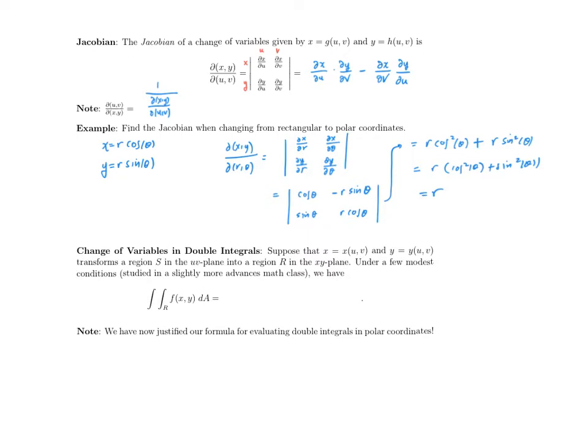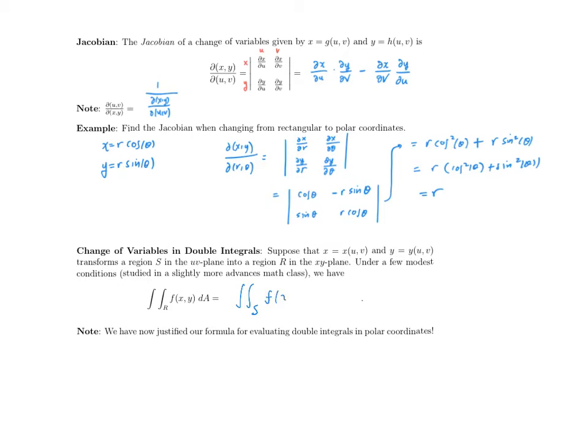So if we have a double integral over a region R, and we have a transformation that's taking us into, say, the uv plane, so we're changing our variables, and our region becomes S. That region S would be the new region of integration, and then we need to simply rewrite everything in terms of these new variables.